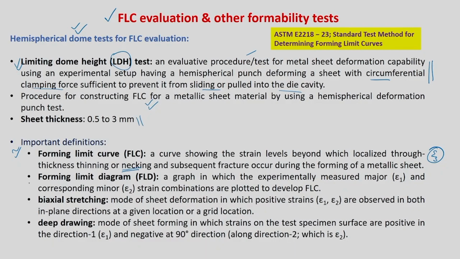So the next important definition is called the forming limit diagram. It is called FLD in short. Okay, it's a graph in which experimentally measured major strain and minor strain combinations are plotted to develop the FLC. So basically epsilon 1 star and epsilon 2 star, we call them limit strains, isn't it? So if you want to get that practically, experimentally, then there are certain procedures. While doing that you have to calculate some strains. It is a graph in which experimentally measured major strain and minor strain are plotted in one graph, and there is a procedure to develop the forming limit curve. That entire diagram is called the forming limit diagram.